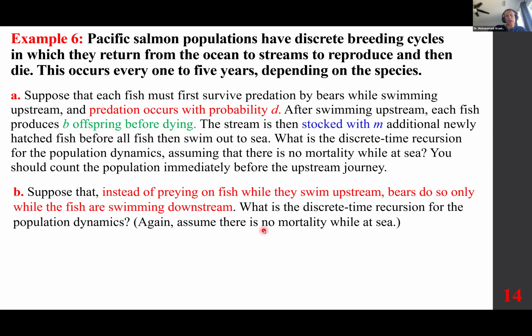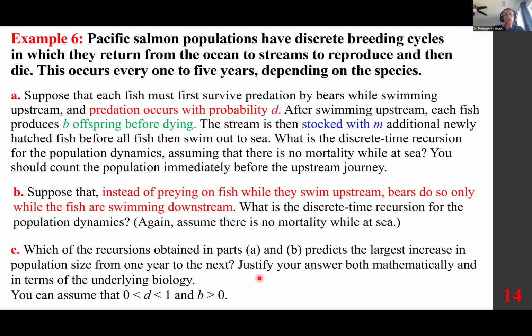In part B, suppose that instead of preying on fish while they swim upstream, bears do so only while the fish are swimming downstream. What is the discrete time recursion for the population dynamics? Again, assume that there is no mortality while at sea. In part C, it wants to compare them. So let's get started with part A.